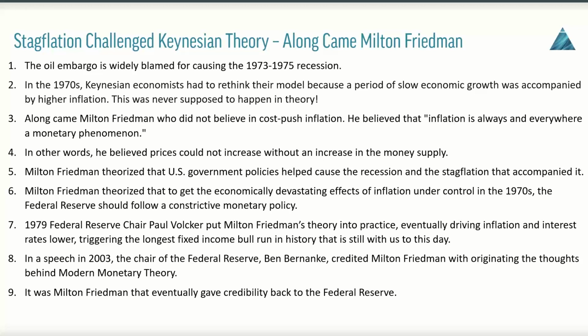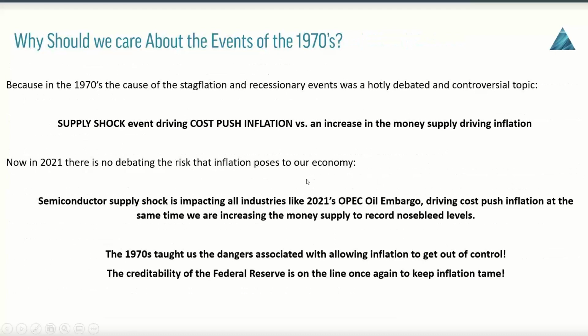And he eventually drove down inflation and interest rates and triggered that longest fixed income bull run in history that is still with us today and that we've talked about. And in a 2003 speech, Fed Chair Ben Bernanke actually credited Milton Friedman with originating the thoughts behind what we call modern monetary theory. And so it was actually Milton Friedman that eventually gave credibility back to the Federal Reserve.